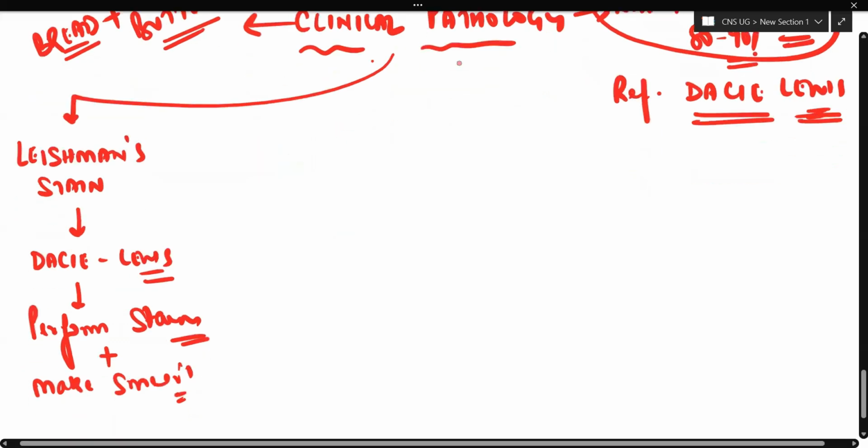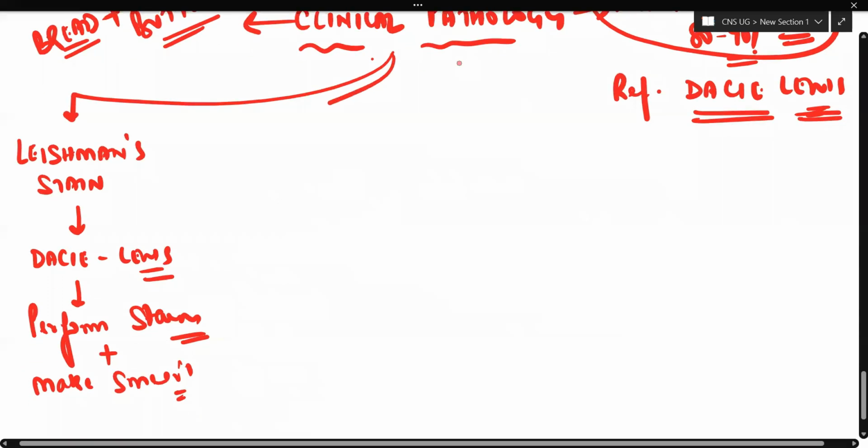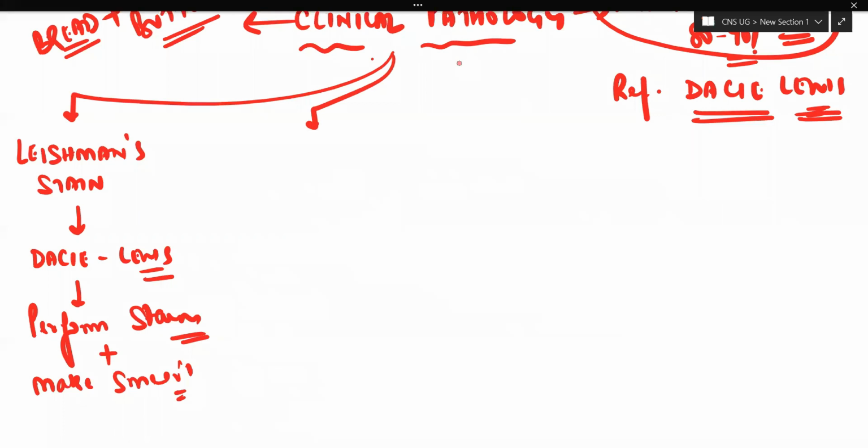Clinical pathology. Now, what is very important over here, if you look at the Leishman stain, any staining procedure that you see in relation with your hematology, any staining that you have to do, you should refer to Daisy Lewis, because that is the standard textbook. You should follow Daisy Lewis for that. Again, you can follow Kothalkar as well. There is not much difference, but it is better that for any staining procedure you read from Daisy Lewis.